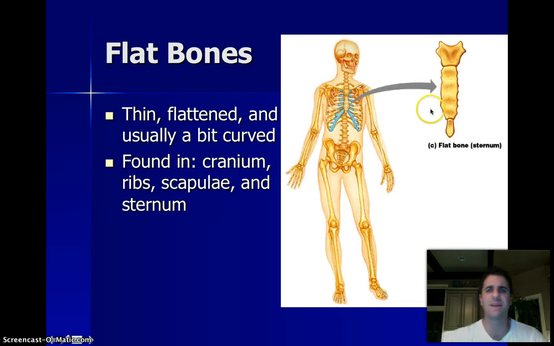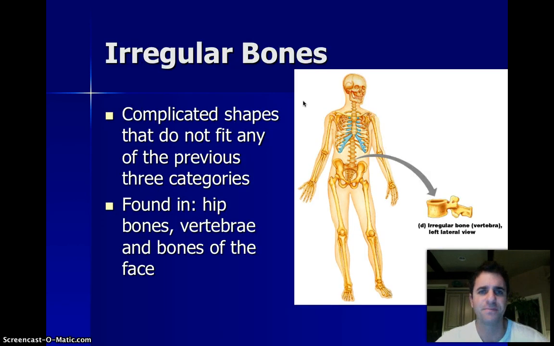Flat bones, then we have like in the sternum and in the skull. They're flattened, often a bit curved. They're found in the cranium, the ribs, also the scapula and the sternum. These are flat bones. And then you have irregular bones, which is everything else, like the hip, the vertebrae, and the weird-shaped bones of the face.